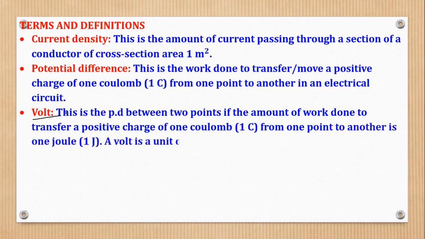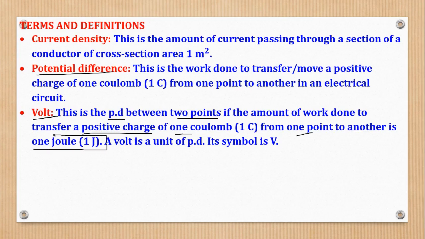The next is volt. Volt is the SI unit of potential difference. Now what is a volt? Volt is the PD between 2 points if the amount of work done to transfer a positive charge of 1 coulomb from one point to another is 1 joule. And that volt is the SI unit of potential difference. PD is an abbreviation of potential difference.